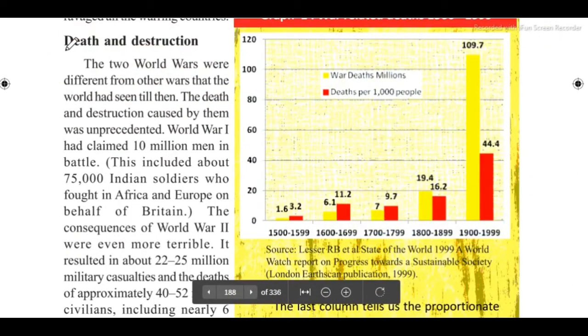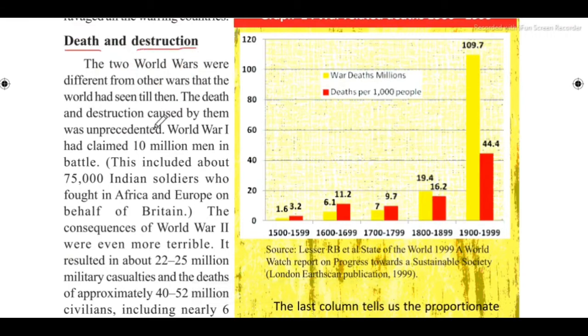Coming to death and destruction. The two world wars were different from other wars. The world has seen a number of wars, but these two world wars are quite different. The reason behind it is that the death and destruction caused by them was unprecedented. It was very difficult for historians to even give the right figures.